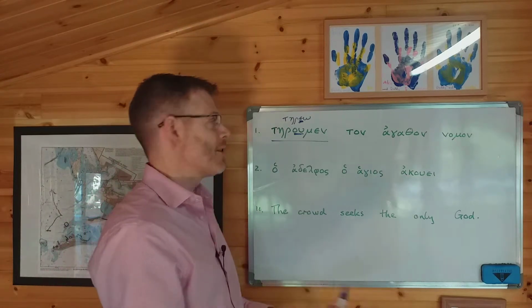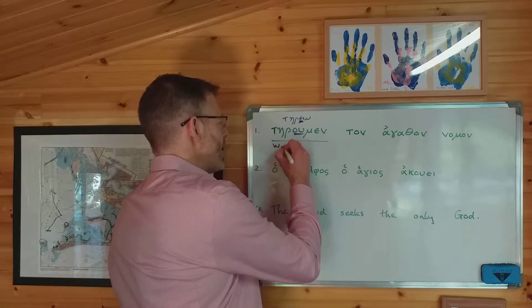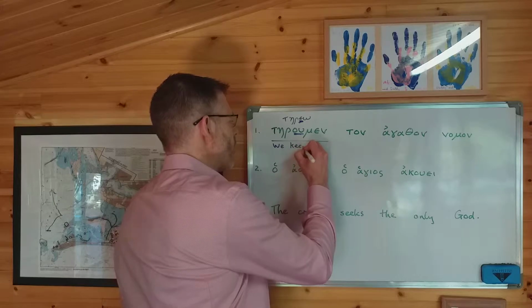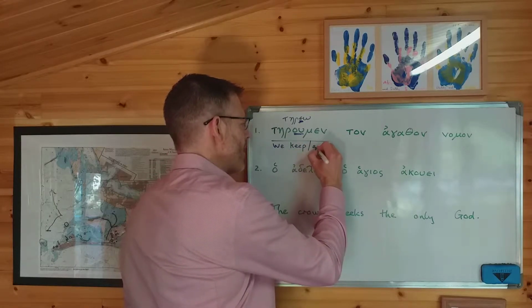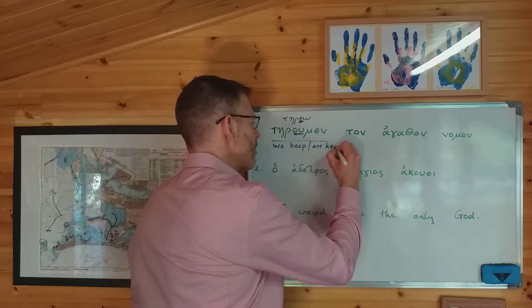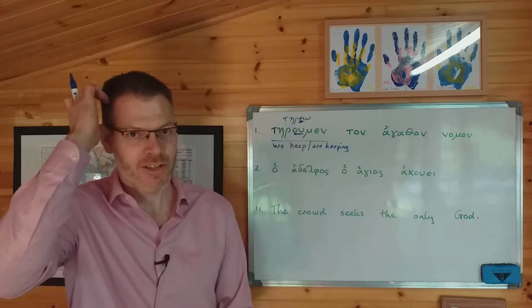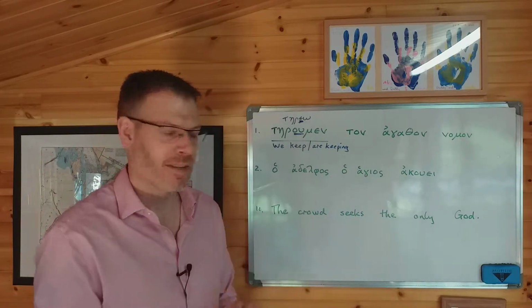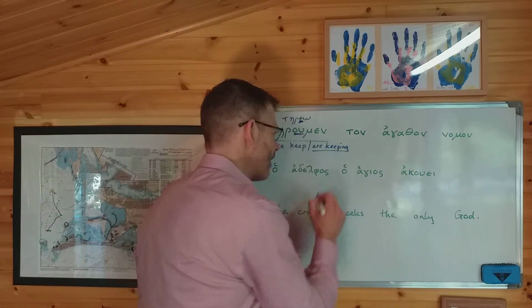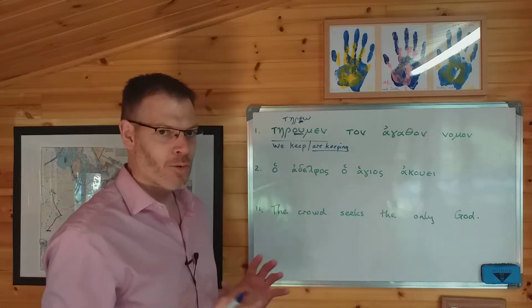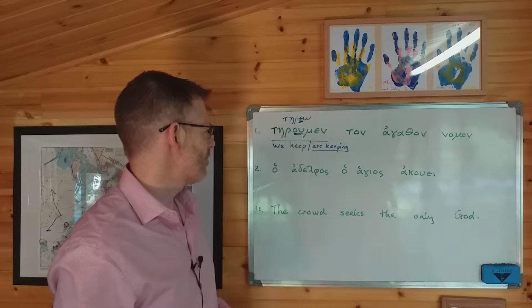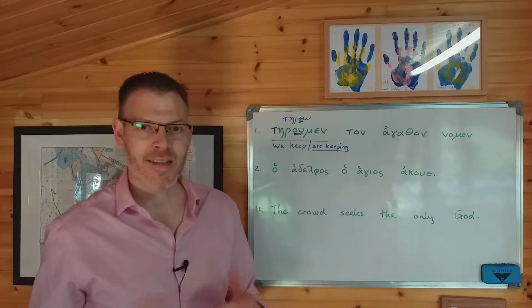That's first person plural, meaning we keep. Or perhaps better, we are keeping. Don't worry too much about that distinction, but do be aware of it and always have both possibilities in your mind. And if anything, lean slightly towards this one. We'll come to that in future weeks and months. But we are keeping, that's the verb.